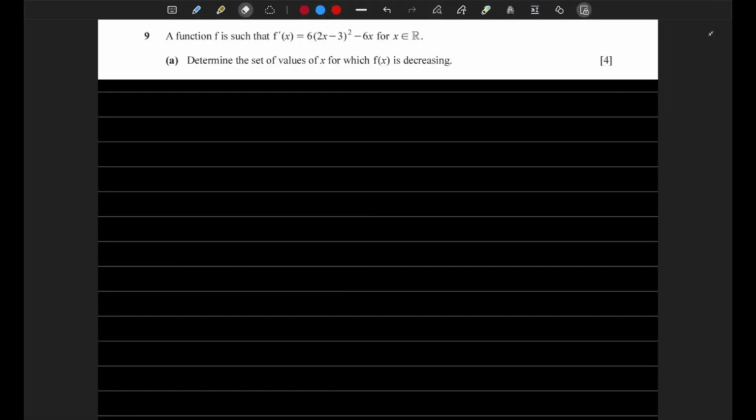Okay, so question number 9 says a function f is such that f dash of x is equal to 6 times (2x minus 3) squared minus 6x, for x a member of the real numbers. Determine the set of values of x for which f of x is decreasing.